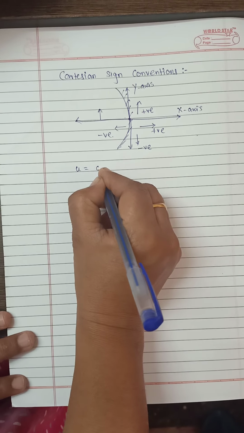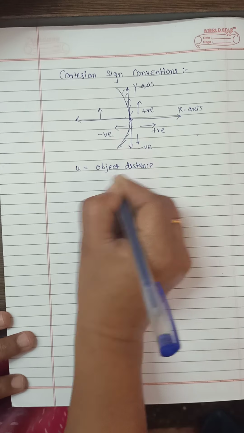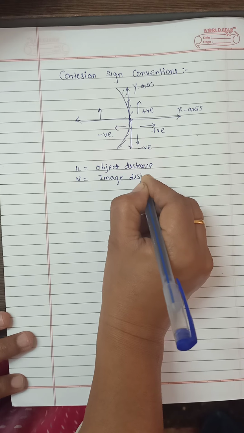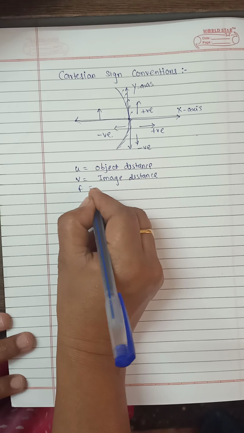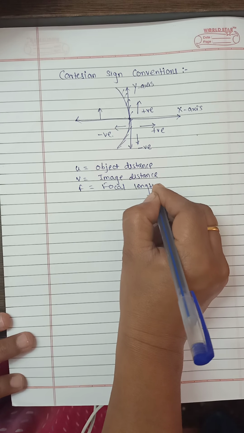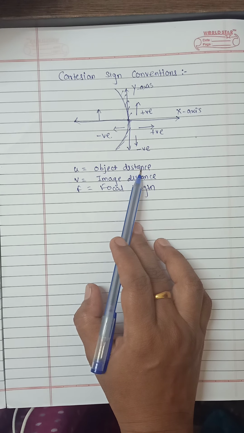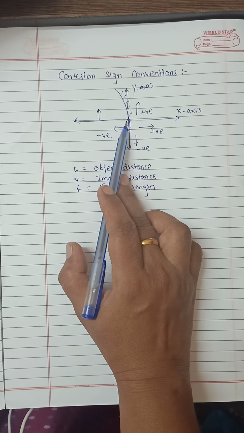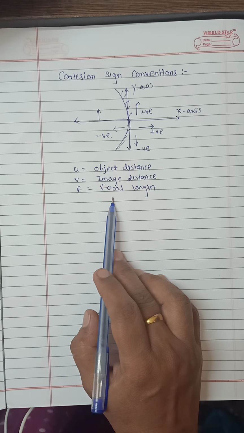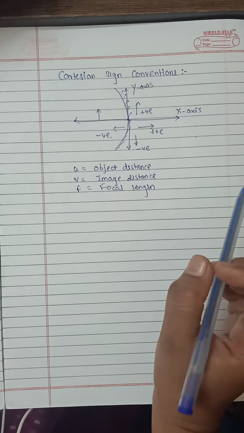U is the object distance. V is the image distance. And F is the focal length. U is the object distance, that is the distance of the object from the pole, and V is the image distance, that is the distance of the image from the pole. Focal length is the distance between the pole and the focus.